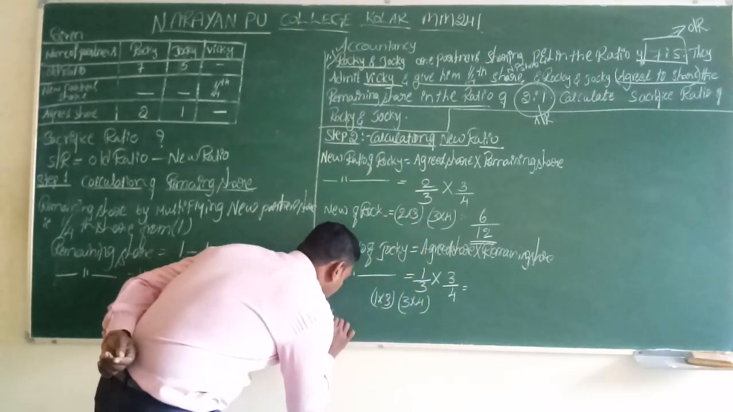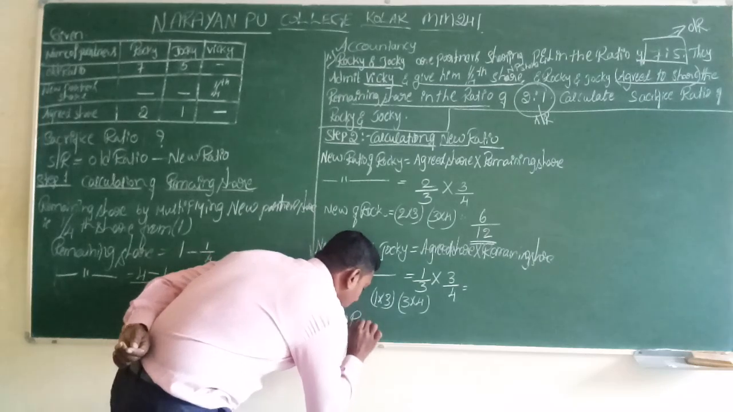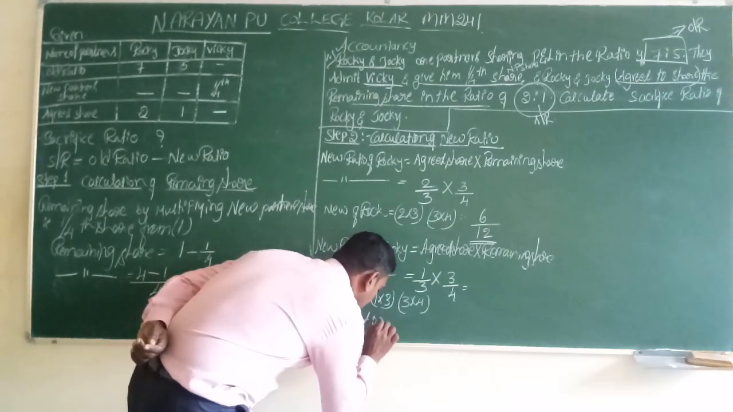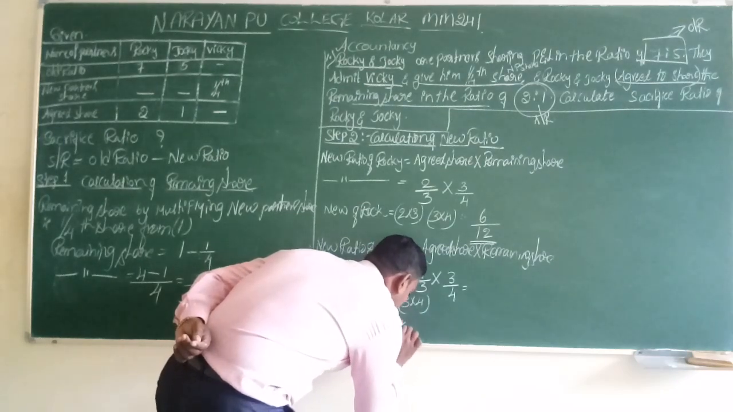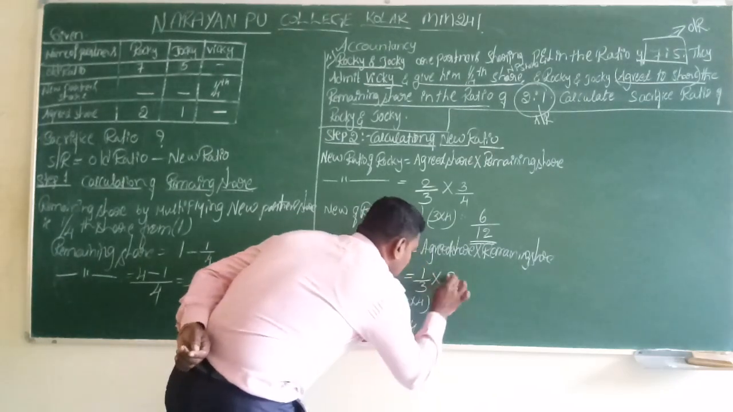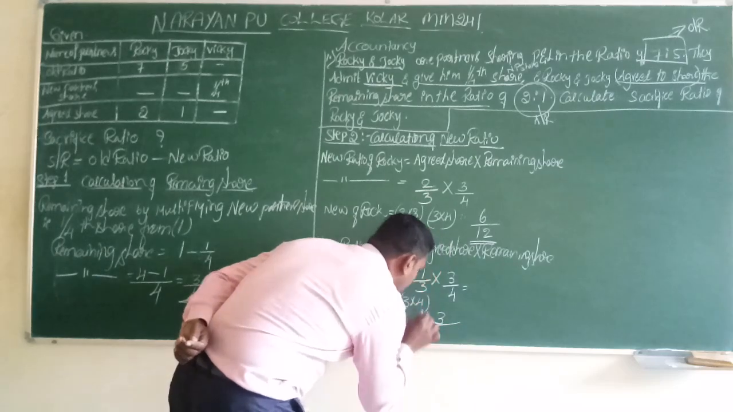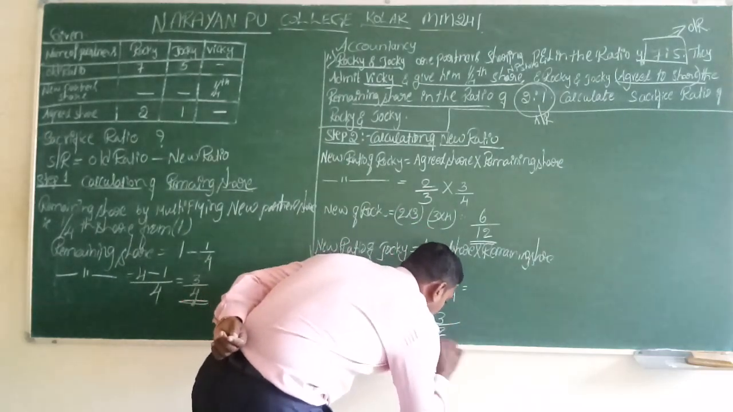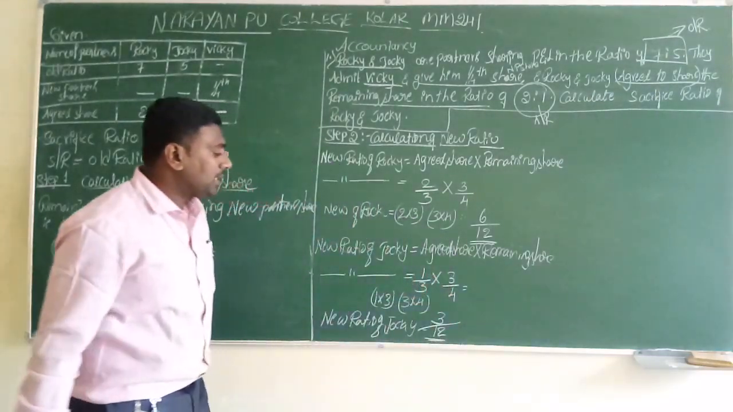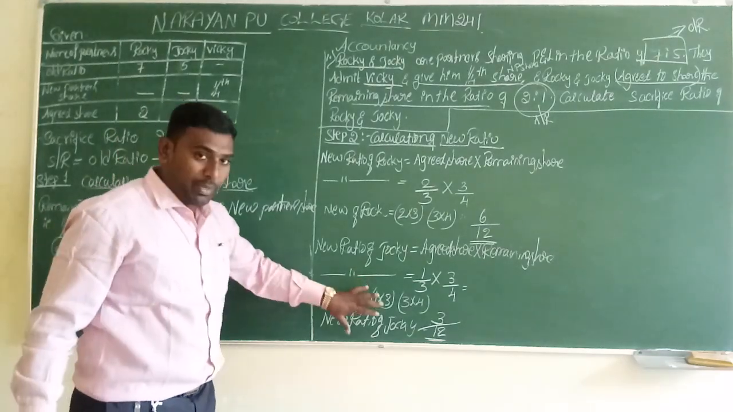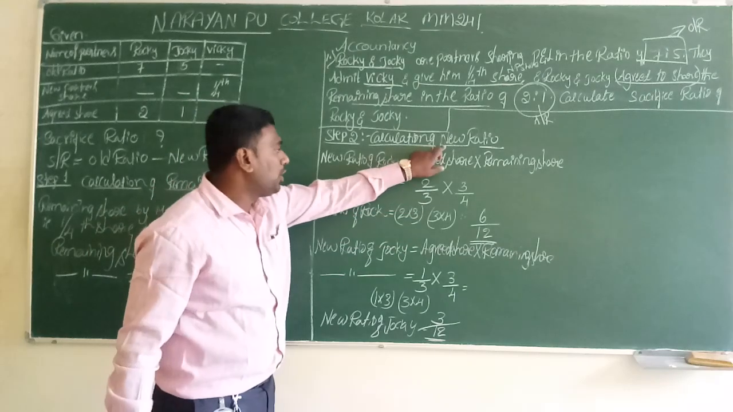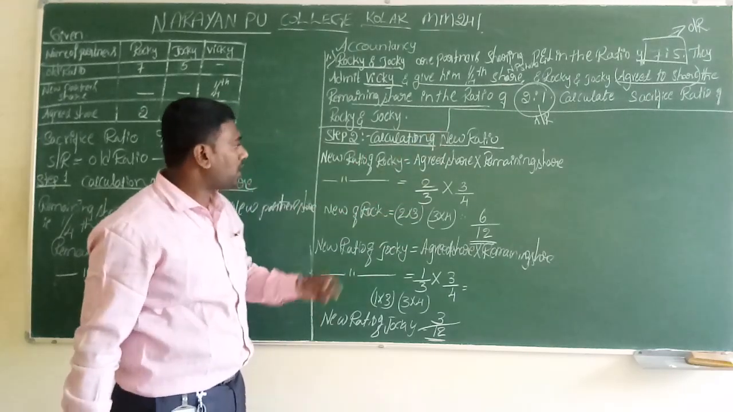Therefore, the new ratio of Jockey is equal to 3 ones are 3 divided by 3 fours are 12. Therefore, the new ratio is 3 divided by 12 for the second partner. So in step number 2 we have to calculate the new ratio. How is the new ratio calculated?